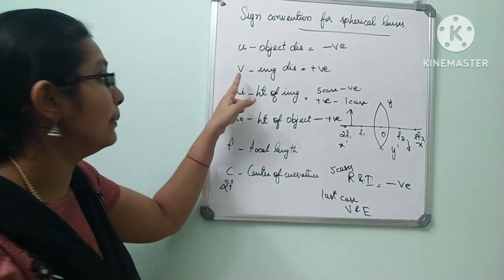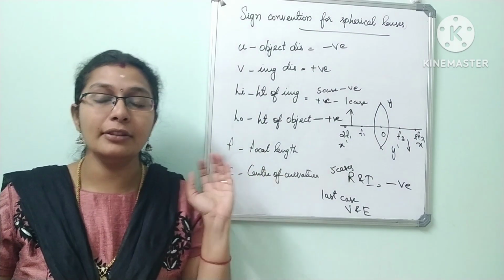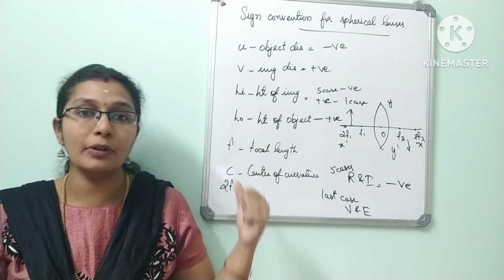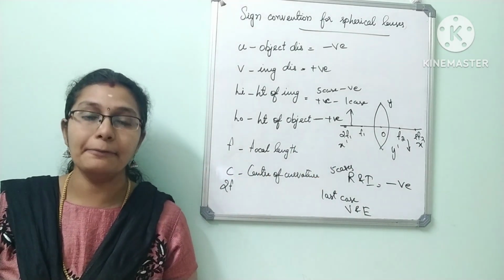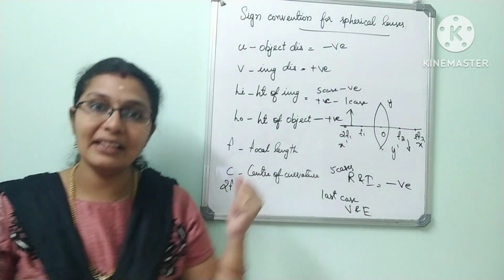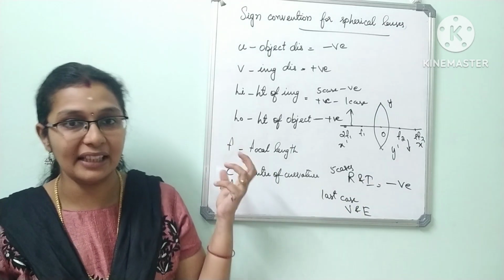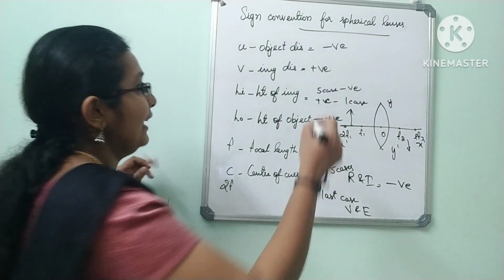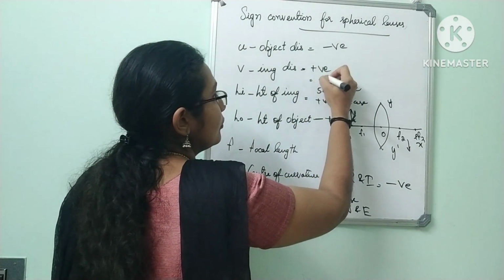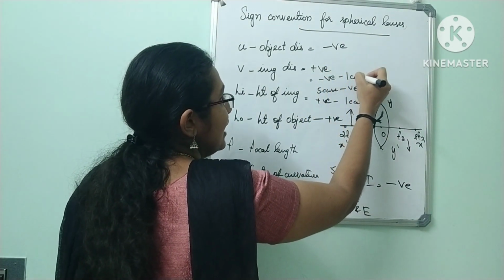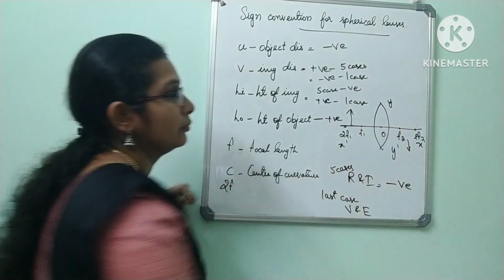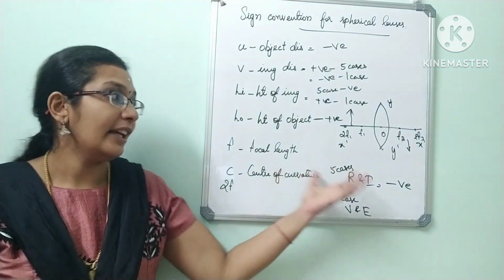Clear? Whereas image distance will be positive for the first 5 cases, and the image distance will be negative for the last case, that is between F1 and O, because the image is formed on the same side, right? On the same side as that of the object. So it will be negative. Negative for one case and positive for 5 cases. Clear? You're clear with this?